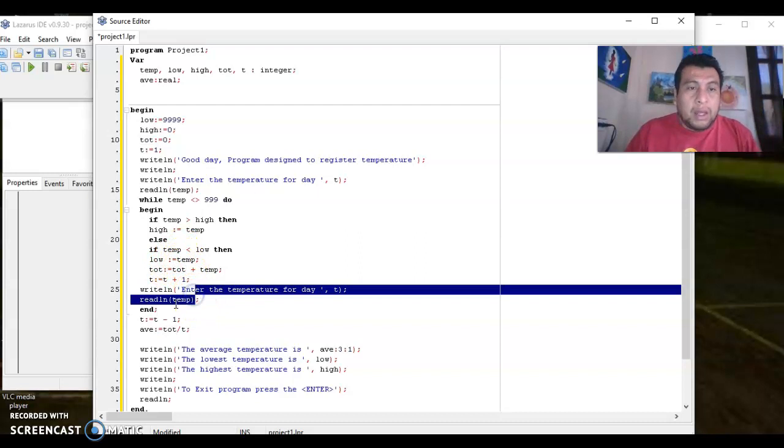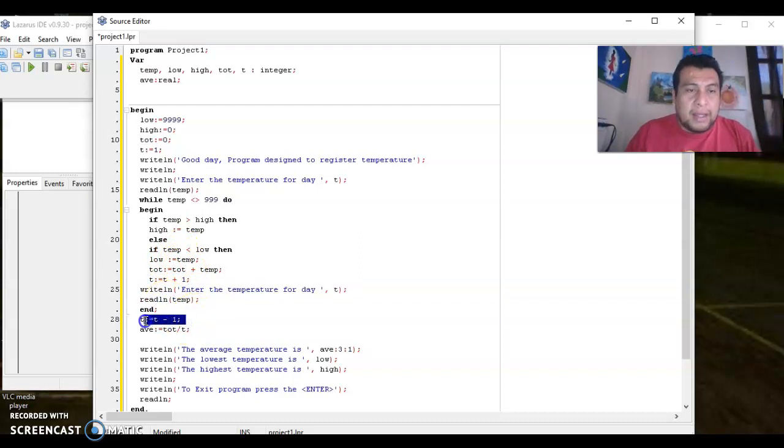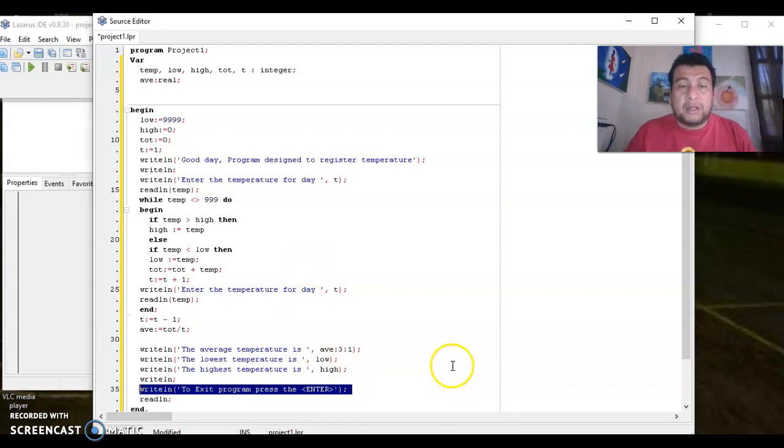Additional to this, I added a t colon equals t minus 1. Why is that so? Simply because whenever I record the last temperature and I terminate it as 999, the temperature itself will not be recorded. It will not be accumulated. Nonetheless, the loop is being counted, and it will divide by the amount of the loops, and I will show you right away. Of course, also I added here an information.